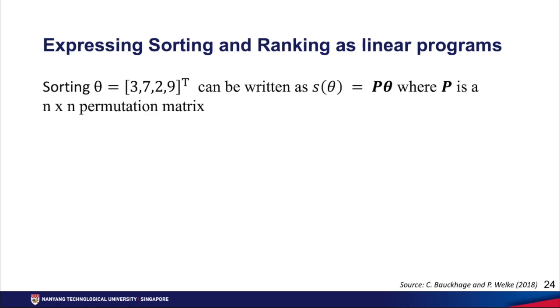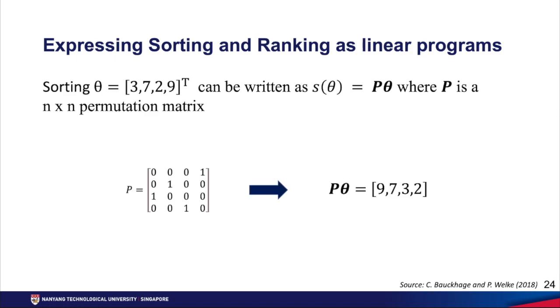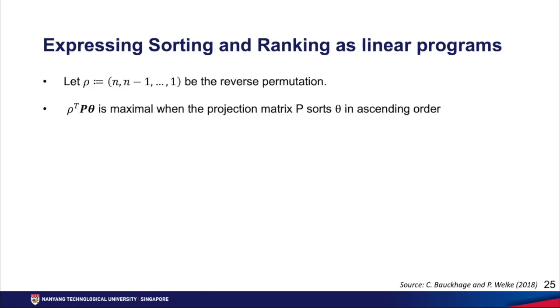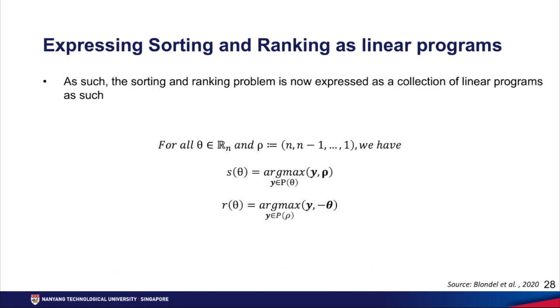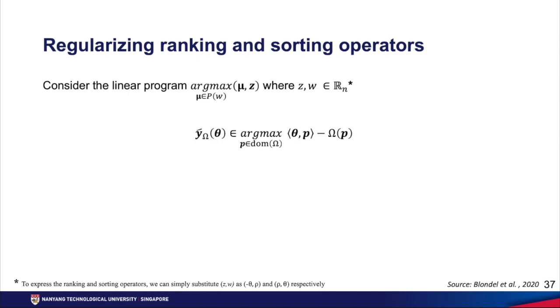Now, we will express ranking and sorting as linear operators. The sorted vector can be expressed as a vector multiplication with a permutation matrix. Next, we see that when multiplied with a reverse permutation matrix, P transpose P theta is maximum when the projection matrix P sorts theta in ascending order. As such, sorting can then be cast as finding a permutation matrix that satisfies the following criteria. Hence, sorting and ranking problems can now be expressed as a collection of linear programs.